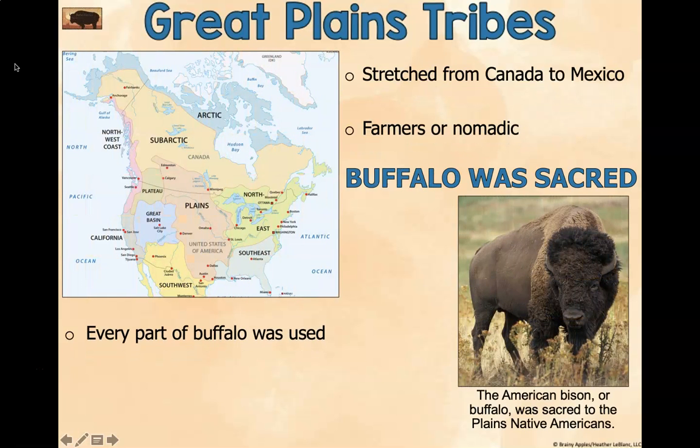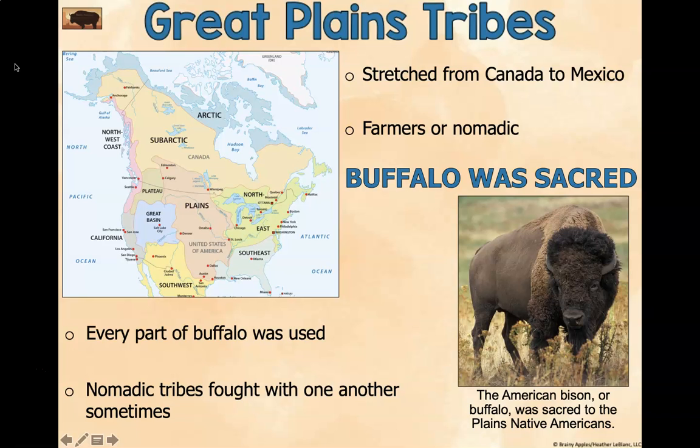So, first thing that we need to talk about, there are tribes in the Great Plains. This is the area that's known as the Great Plains. If you've ever taken a geography class, we're in the southeast, Alabama is around this area. This is Atlanta, okay? You've got the Great Basin, the California area, Plateau, the northeast, and the southwest. But this is the area we'll focus on for the Great Plains tribes. This area stretched from Canada to Mexico, and many of these tribes were farmers or they were nomadic.